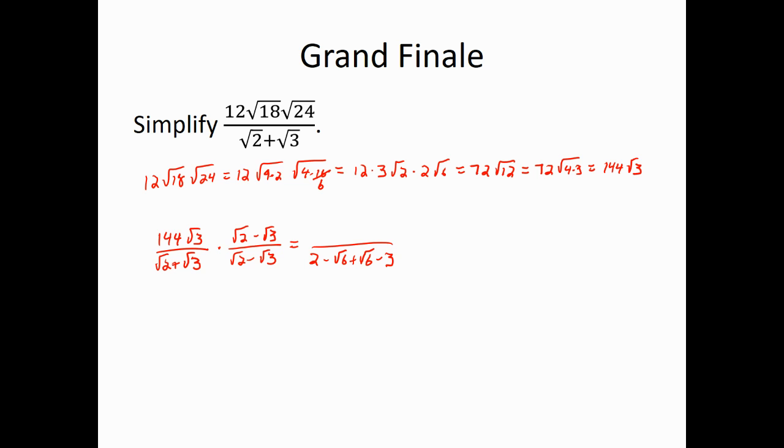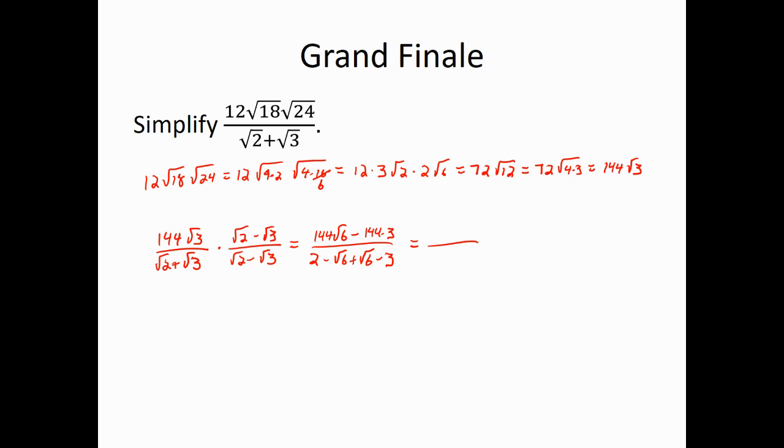And then as for the top, well, let's see. This is going to be kind of interesting, isn't it? I have 144 root 3 times root 2 minus root 3. That's distribution. The 144 root 3 must be distributed over root 2 minus root 3. So 144 root 3 times root 2 will be 144 root 6. And then I have 144 root 3 times root 3. Well, the root 3 times root 3 is 3. So that's 144 times 3. Okay, and then let's see what we've got.